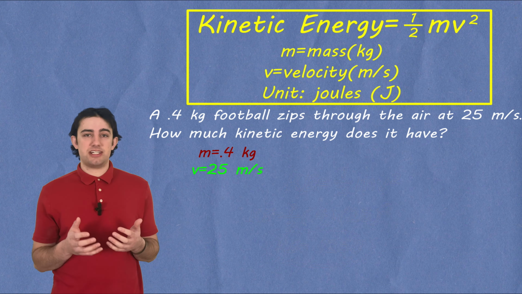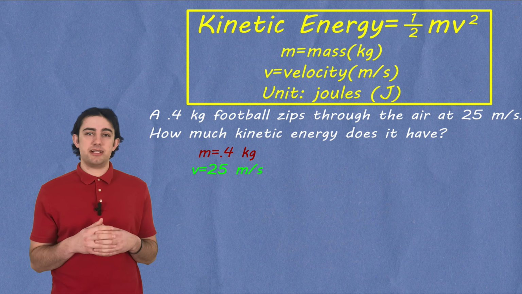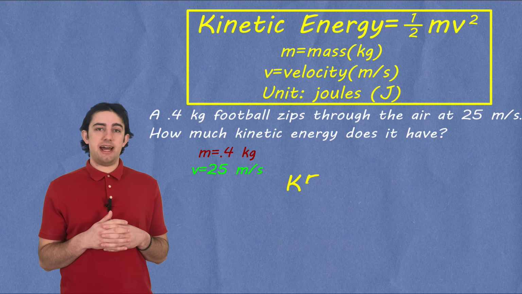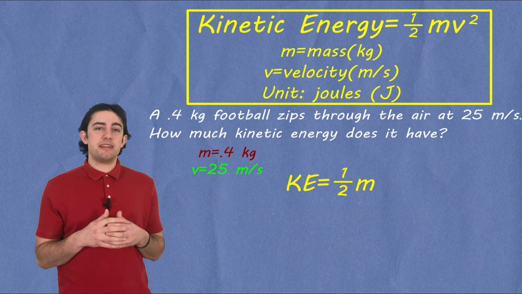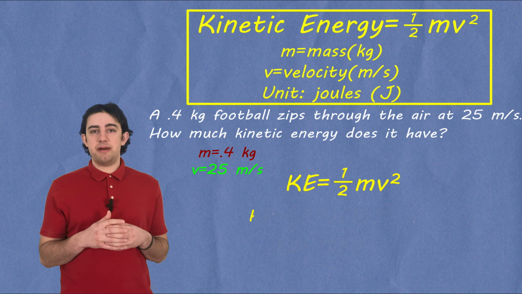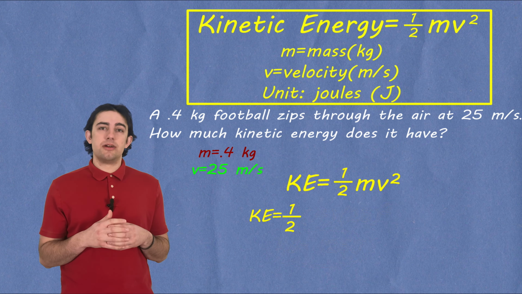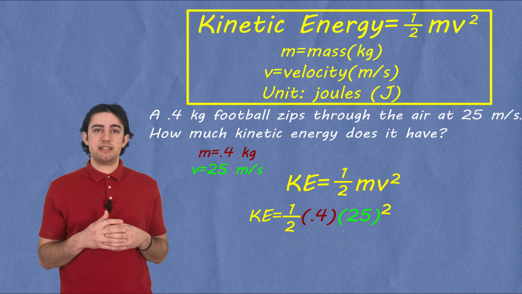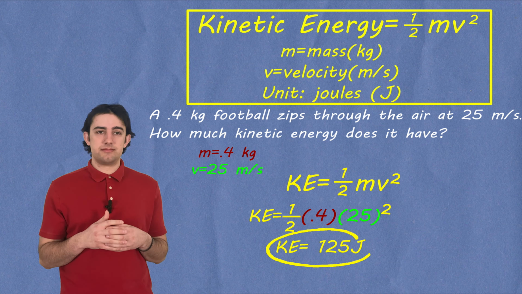Since the problem asks for the kinetic energy, we should again write down the formula. Kinetic energy equals 1/2 mv squared. We can then plug into the equation that m, or mass, is 0.4 kilograms. We can also plug in that v, or velocity, is 25 meters per second. Now we can just multiply everything together, and we get 125 joules, which is our final answer.